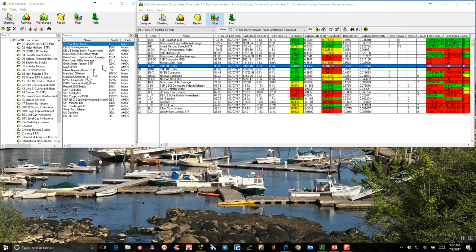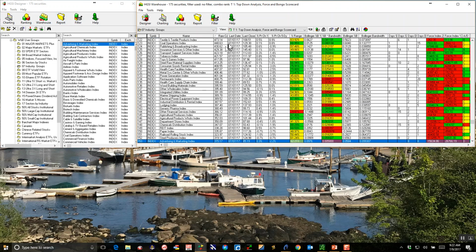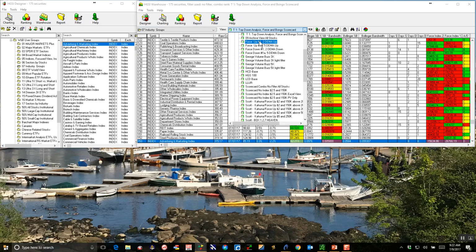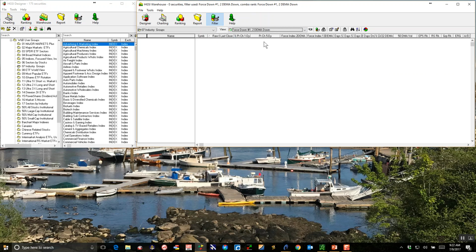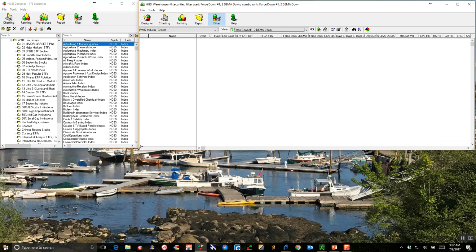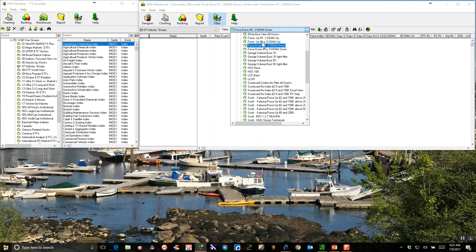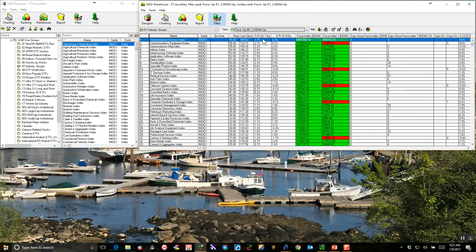Let's look at my industry groups. At Warehouse View, I've got 175 groups. These are the groups moving down on Friday. Oops, that's moving up. No industry group had a 2-day force to the downside. That showed you how strong of a day Friday was. Now you're going to see a bunch of growth stock groups up at the top. These are the groups that are moving up on Friday.